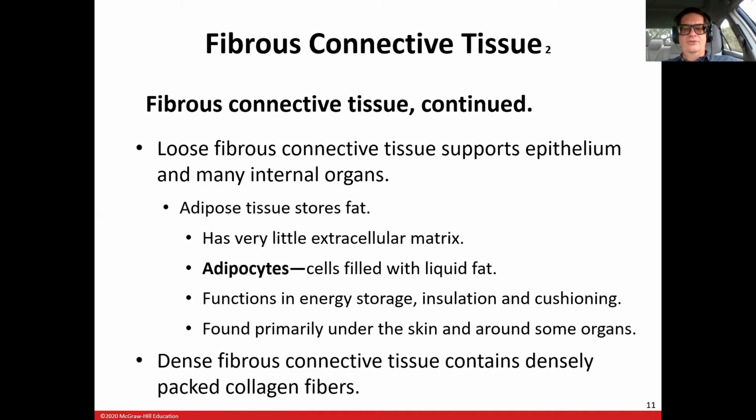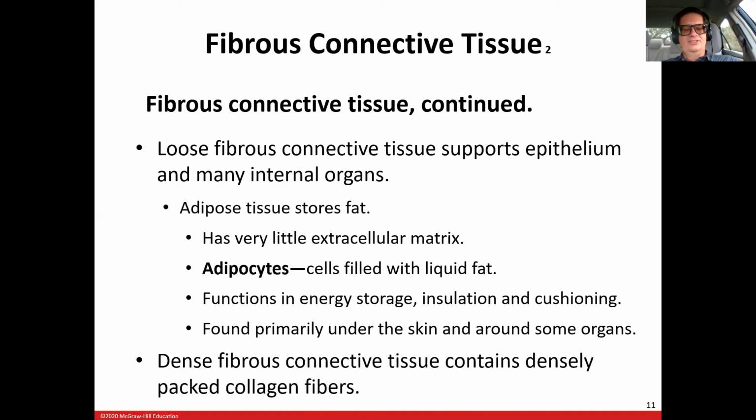All right. Loose fibrous connective tissue supports the epithelium. Adipose tissue is storing fat, stores energy. Doesn't have a lot of matrix. Has adipocytes, cells that are full of fat. You can read this. This is straightforward, simple. Energy storage, insulation, cushioning. That's what I was talking about with having the fat capsule around the kidney. Found primarily under the skin, around some organs.